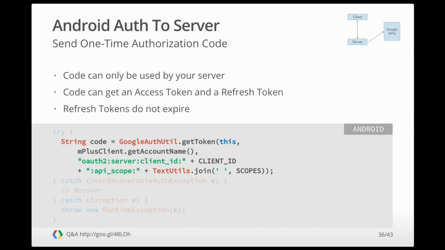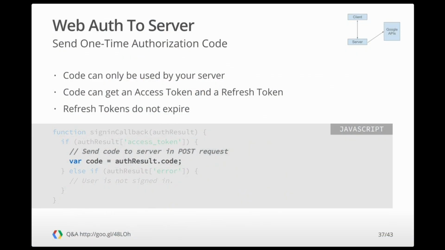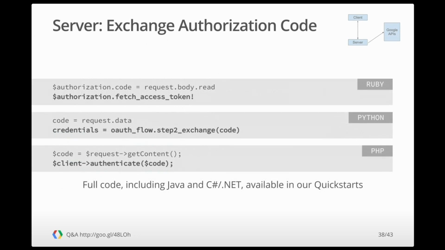even if that code was intercepted, it's useless to anybody except for you. And then secondly, you can get a refresh token, which means your server can have access even when the user is offline. On the web, we really recommend sending the code. So you get the string from the auth result, really easy. Send that to your server. You get all the benefits of security, as well as having the refresh token to make API calls.